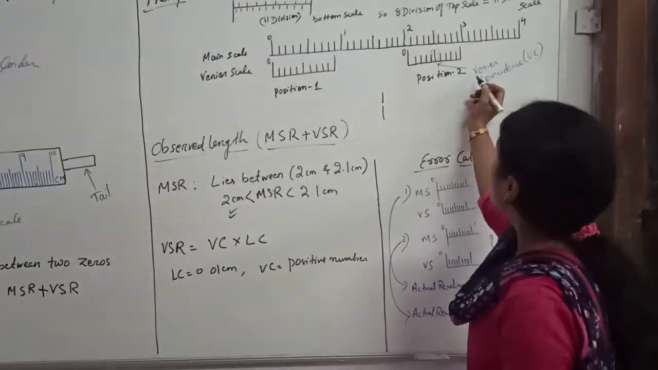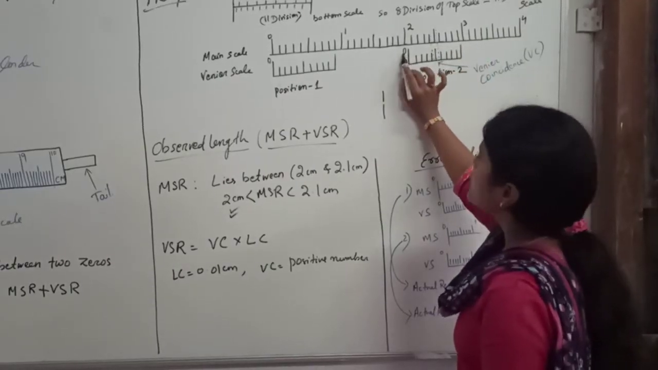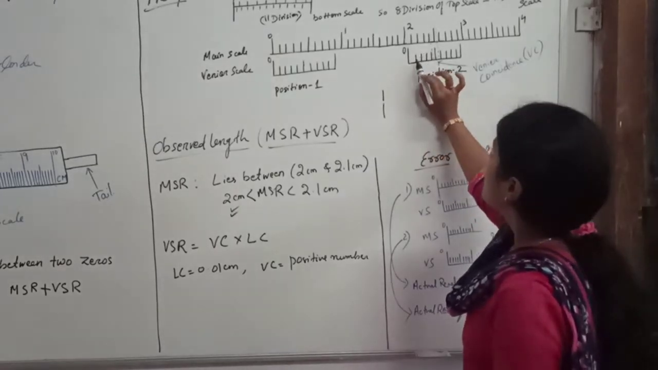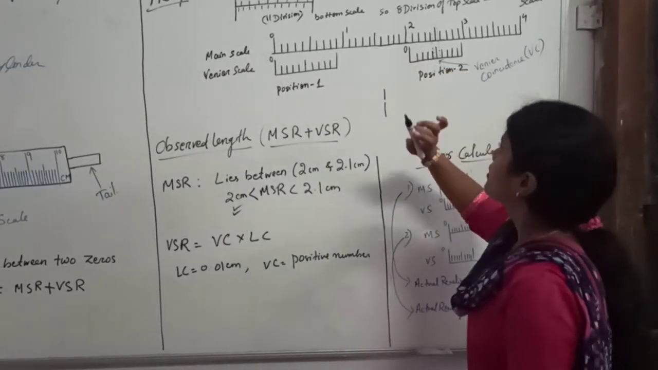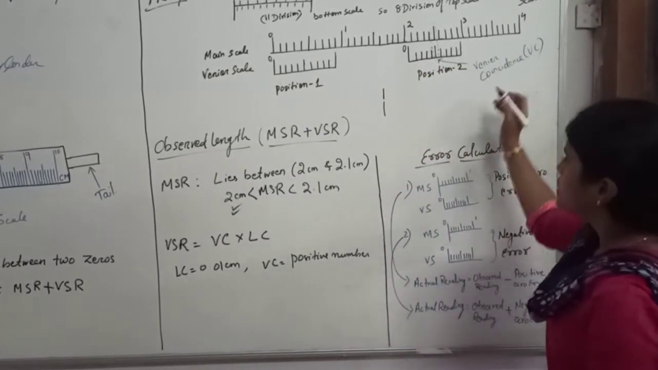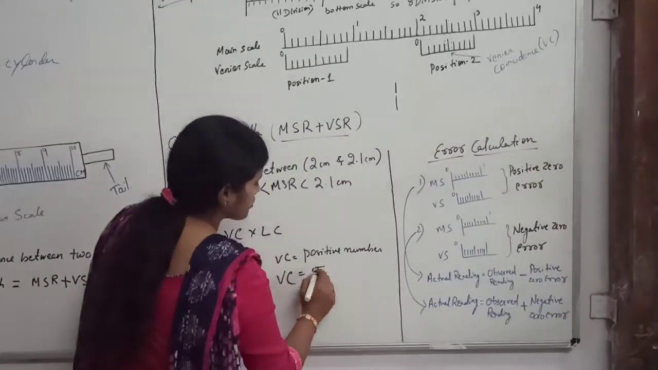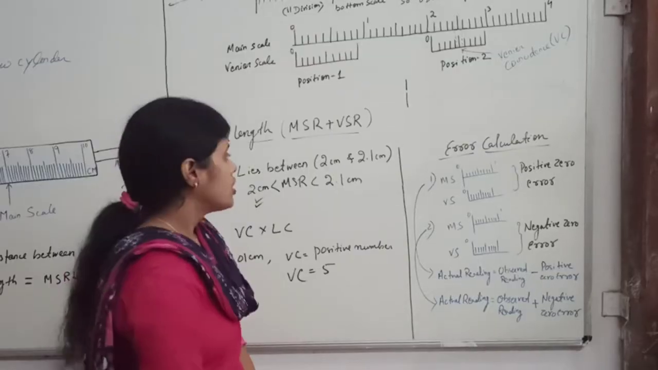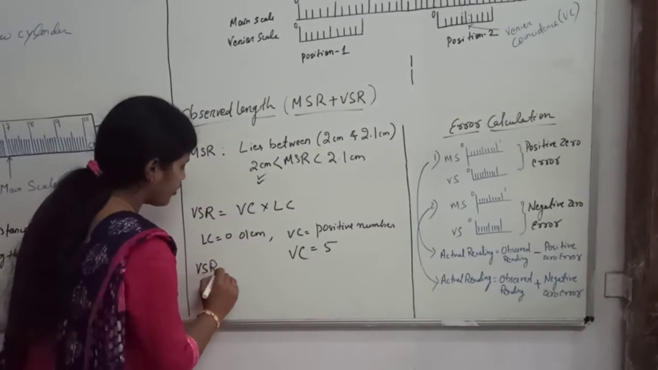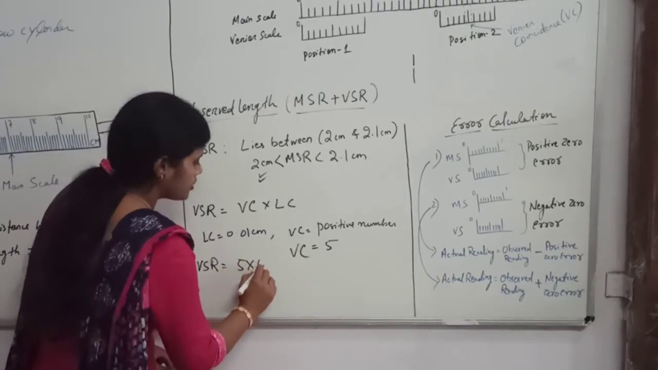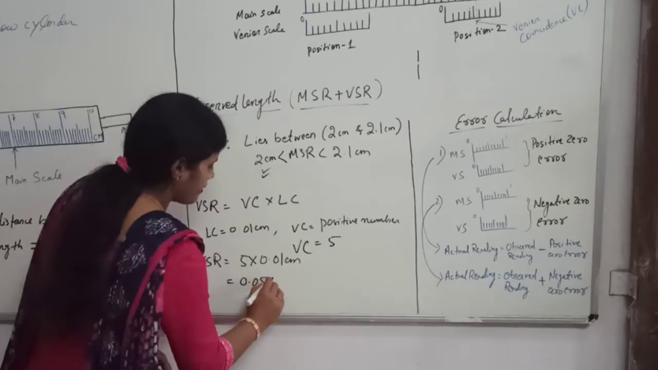So now how will you find the vernier coincidence? You have to ignore the zero line. I have already told you. You have to count from here: 1, 2, 3, 4, 5. So here the vernier coincidence is 5. I found from the diagram that the vernier coincidence is 5. After knowing this 5, it is very easy to find the value of the DSR: 5 into 0.01 centimeter will give you 0.05 centimeter.